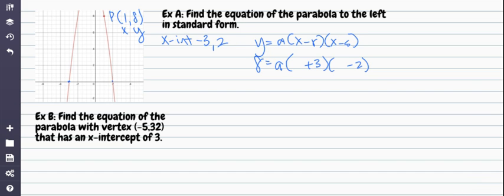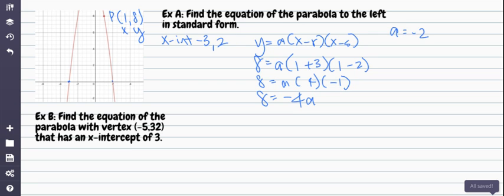So 8 equals a times (1 + 3)(1 - 2). So 8 is equal to a times 4 times -1. So this gives me -4a. So a is equal to -2. 8 divided by -4 is -2. So a equals -2. y equals -2(x + 3)(x - 2).